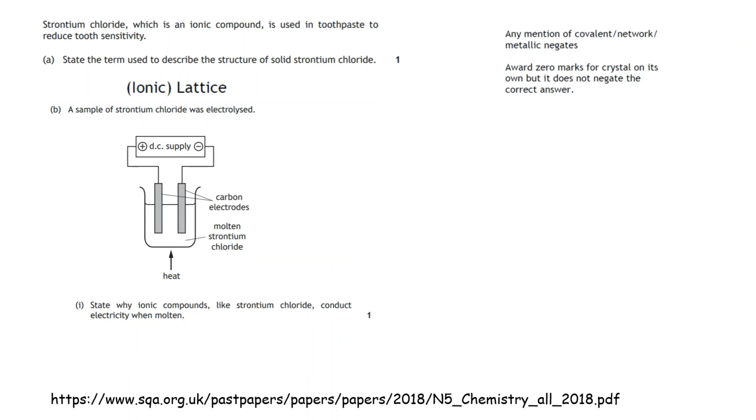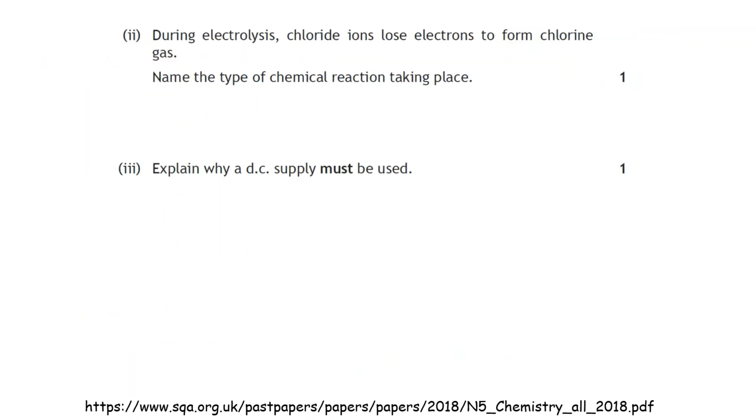Why do ionic compounds like strontium chloride conduct electricity when molten? It's because the ions are free to move. Do not say the electrons are free to move. The delocalised electrons would be free to move if it was metallic bonding. Pause the video and have a go at these questions.